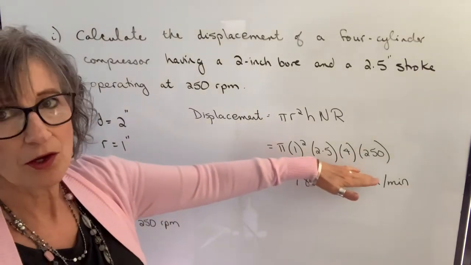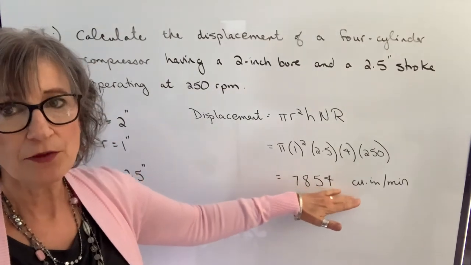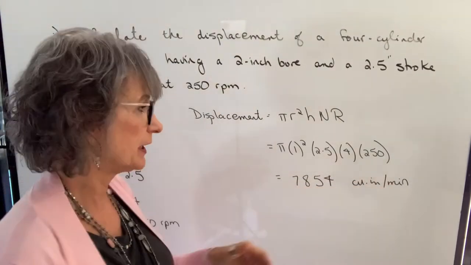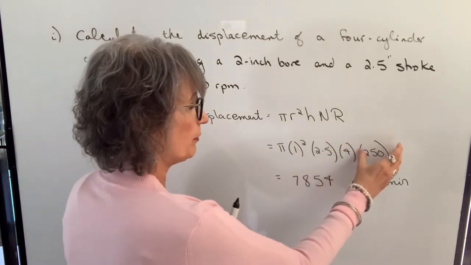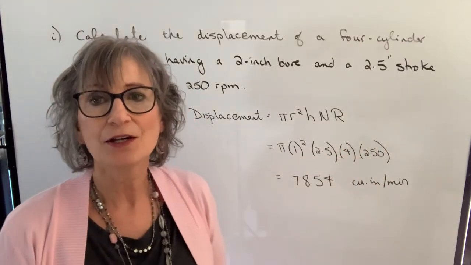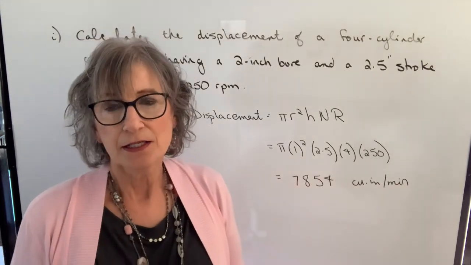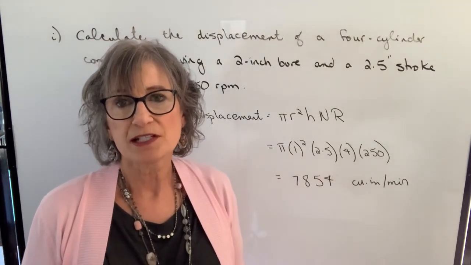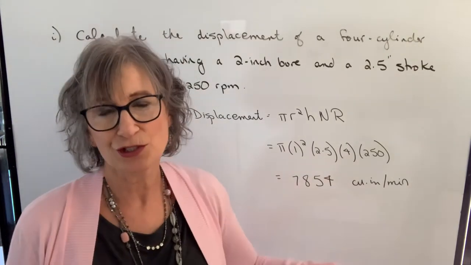When we multiply all of this together, we get 7,854. Now the unit is going to be cubic inches per minute because this gives us the total cubic inches per revolution. And then when we multiply by revolutions per minute, we will get the total cubic inches per minute. Now, typically compressor displacement is expressed as cubic feet per minute. So we need to change cubic inches to cubic feet.